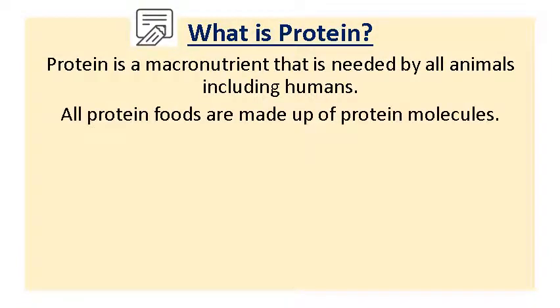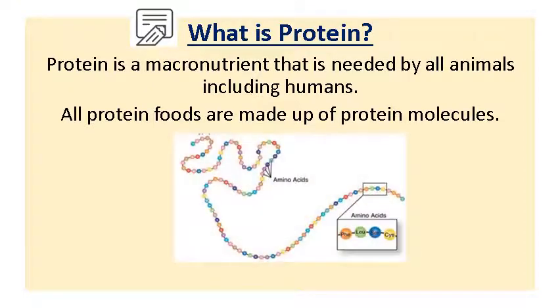All protein foods are made up of protein molecules. So within these protein foods are these protein molecules, and this is what a protein molecule looks like. You could take this from a particular protein food, whether it be meat, fish, eggs, and so on, high in protein. And each of these protein molecules are made up, as you can see, of these things called amino acids.